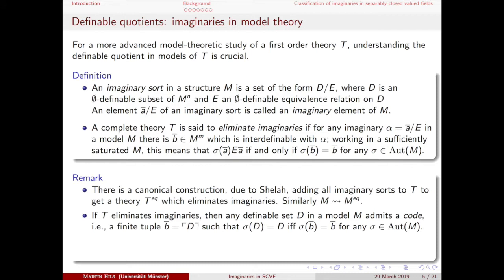An important feature of the imaginaries is also that if you eliminate them, then a definable set has a code. What does it mean? You find a tuple, which usually is denoted by the code of D, so that the definable set is preserved set-wise by an automorphism if and only if the tuple is preserved point-wise. You take a canonical parameter in a definable family, and the equivalence relation of defining the same set is eliminated, and that will be the code.